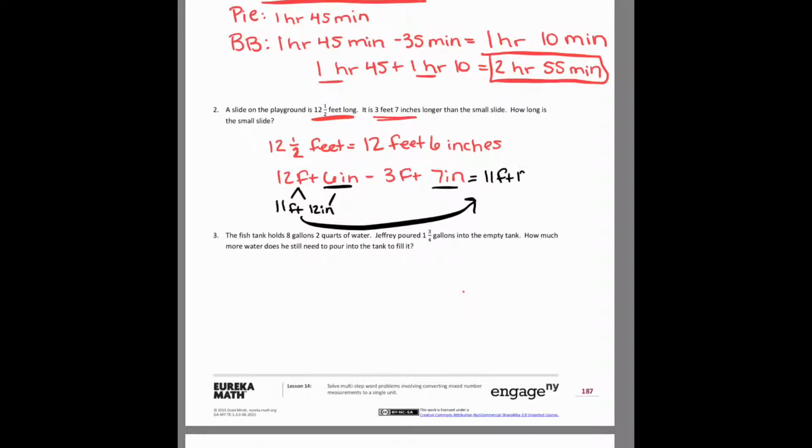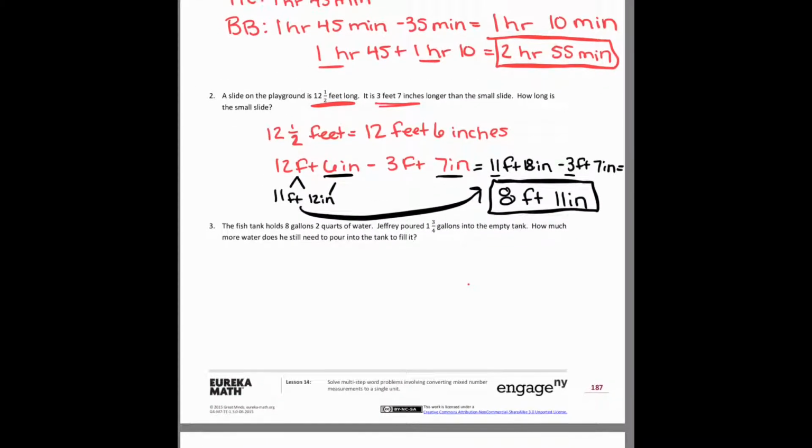So I have 11 feet and 18 inches minus 3 feet and 7 inches. Okay, 11 feet minus 3 feet will give you 8 feet. And 18 inches minus 7 inches would give you 11 inches. So the smaller slide is 8 feet and 11 inches long.